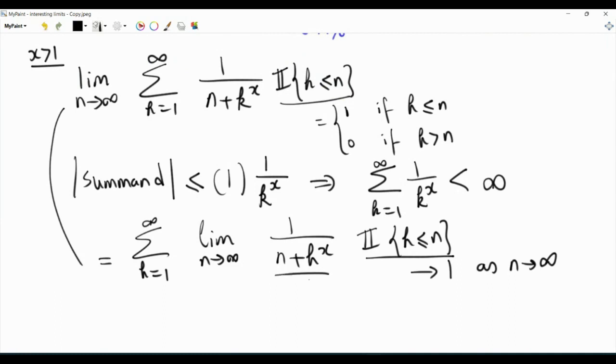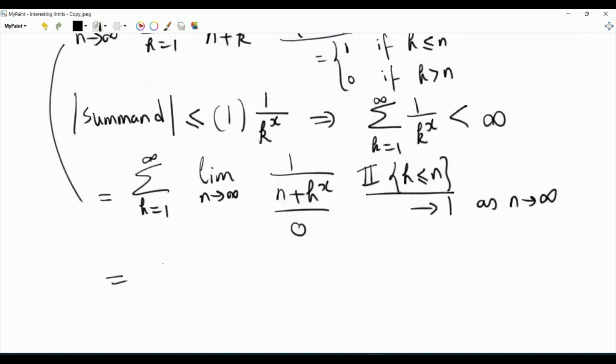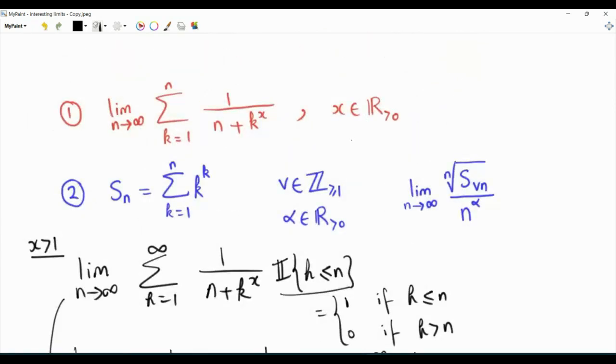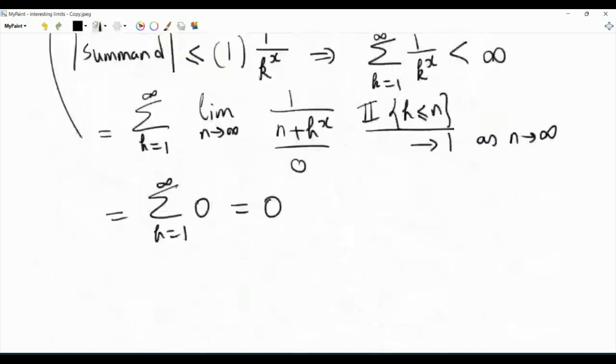What about this one? As n goes to infinity, this will go to 0. And so the product is 0. This is summation k from 1 to infinity of 0, and this is 0. The limit here is equal to 0 if the real number x is strictly greater than 1. But in our problem, x is any positive real number, so we still need to consider the cases in which x is 1, or perhaps it is strictly less than 1. It is between 0 and 1.